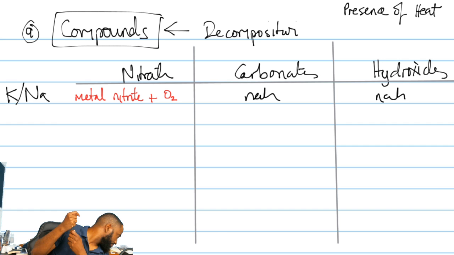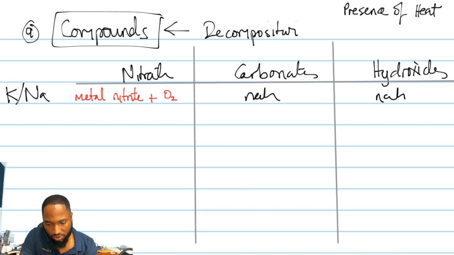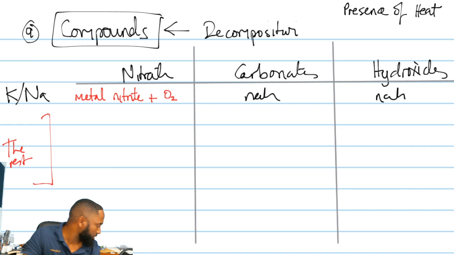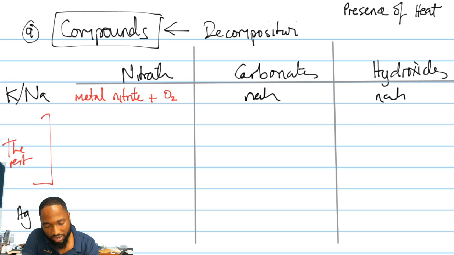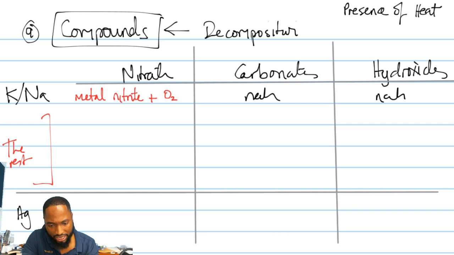I find I'm taking too long on this. Metal oxide and carbon dioxide. Now, except silver. Silver is in its own category. Silver nitrate has a little thing, because remember we use silver nitrate. But other than that, all the rest is the same. So silver has its own class, but the rest of them follow the pattern.